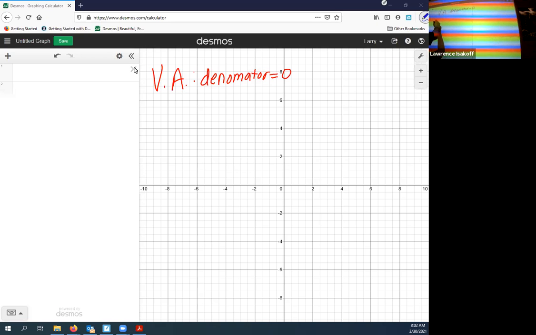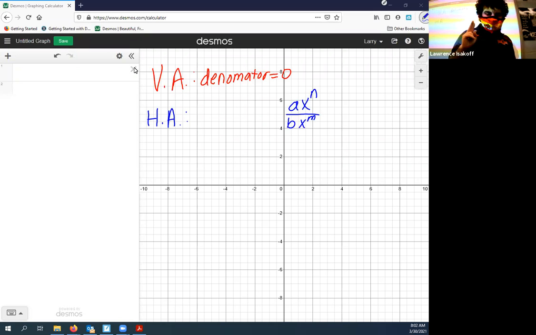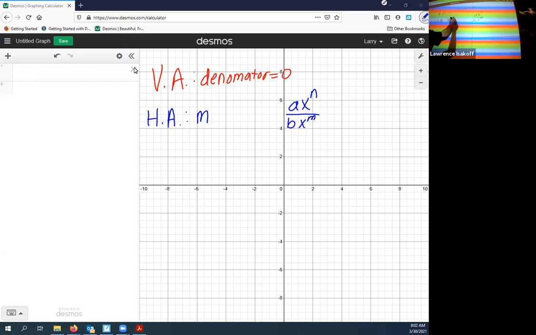Now, to find our horizontal asymptote, we're going to look at the following. If I have a times x to the n over b times x to the m, there are two scenarios. If n and m are equal, that's a little more complicated. But if this has a higher power in the denominator, it's easy. So if m is greater than n, it's just going to be y equals 0.